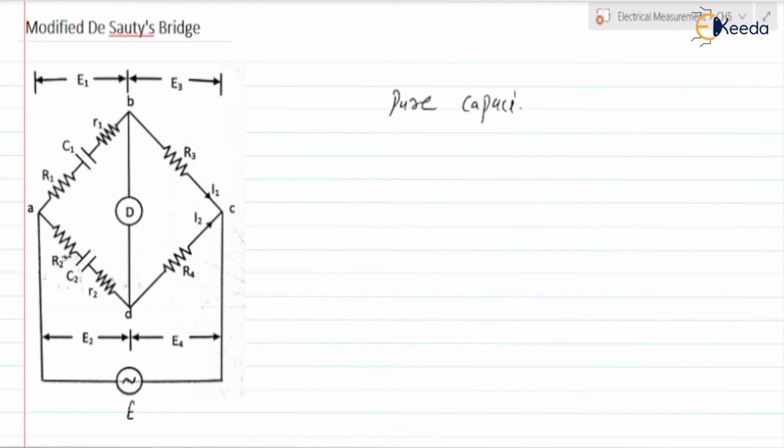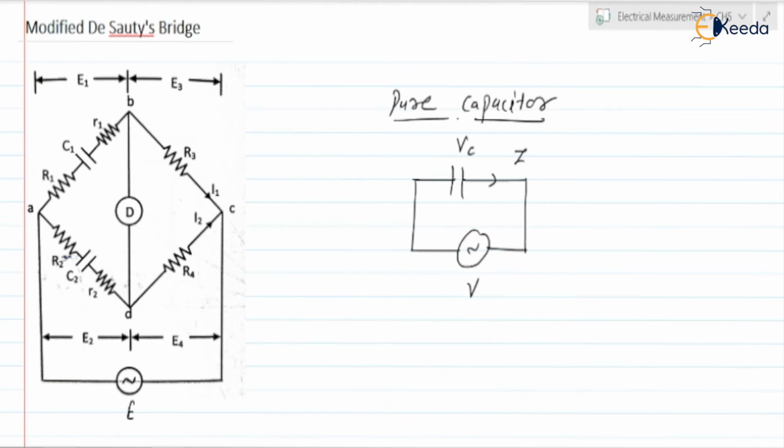pure capacitor. In the pure capacitor, suppose it is connected across the supply and the voltage across the capacitor, let us consider it as V. We have connected it. This is V, and suppose this voltage is Vc and this current is I. This is for the pure capacitor.